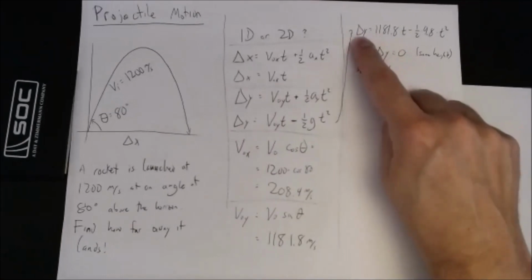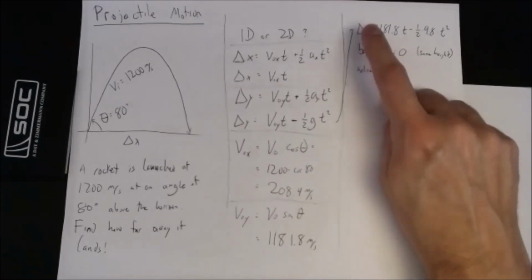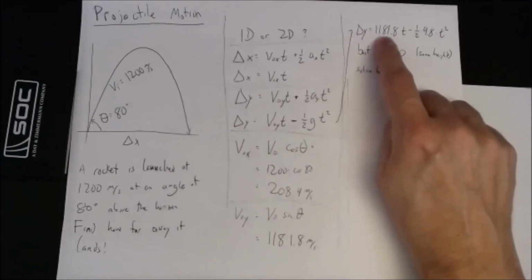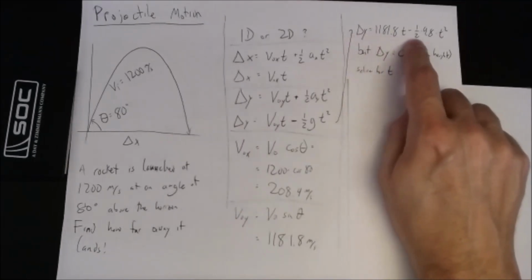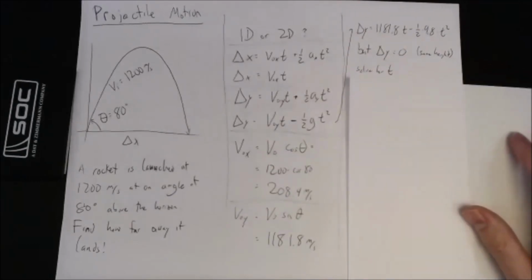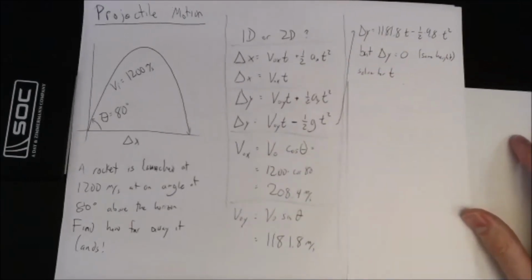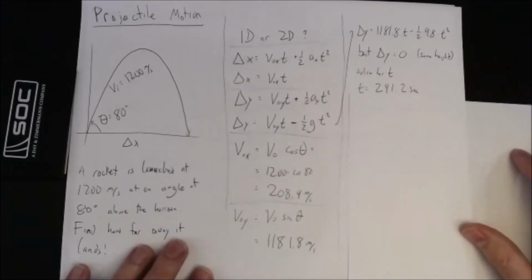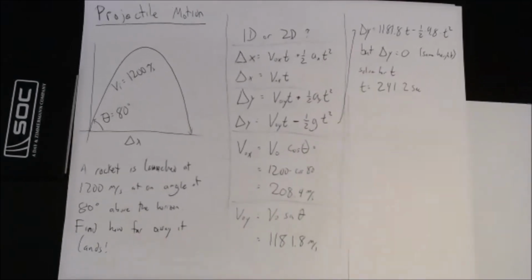If I plug in 0 there for delta y, then this becomes 1 equation and 1 unknown. 0 equals 1181 times t minus 1/2 times 9.8 times t squared. I can solve for t pretty quick with that. And so I can find that the time is 241.2 seconds.